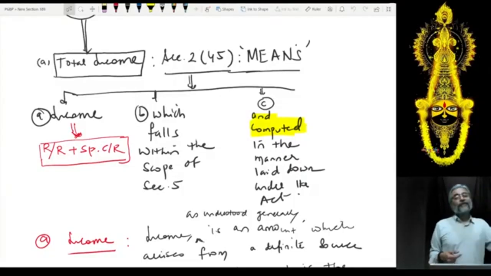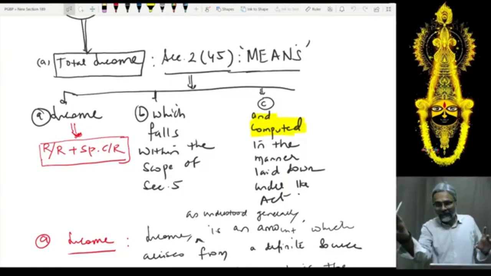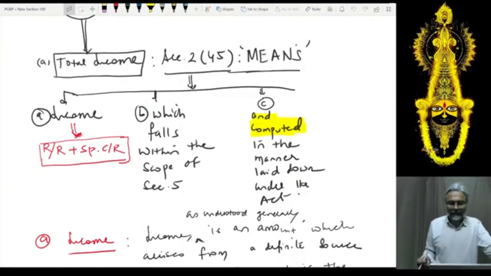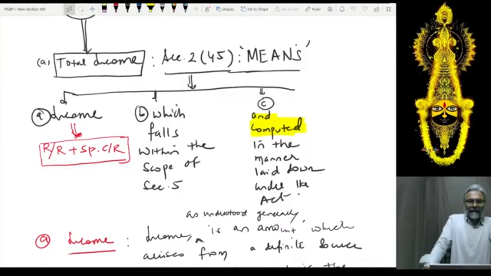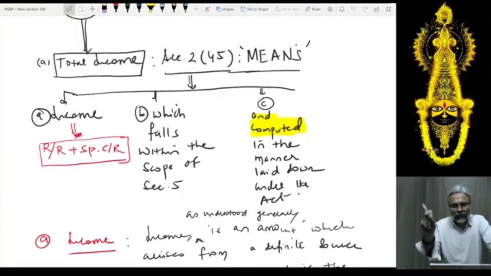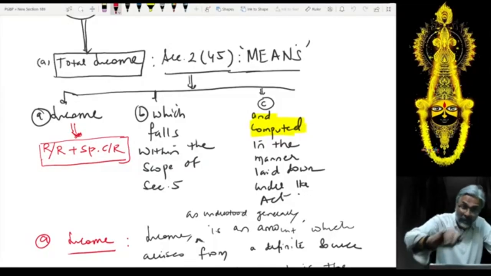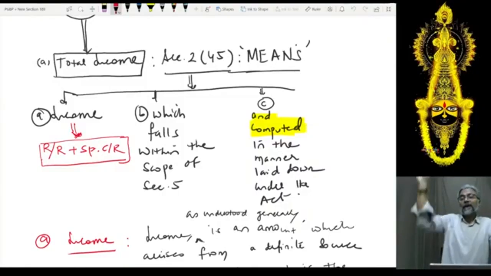Now that income should fall within the scope of section number 5. Whatever falls within the scope of section 5 is what will be taken further for the purpose of the computation under the Act. So therefore, students, what we have said is, there has to be an income. That income should fall within the scope of section 5, and whatever income falls within the scope of section 5, only that income will be taken further for the purpose of the computation under the Act.